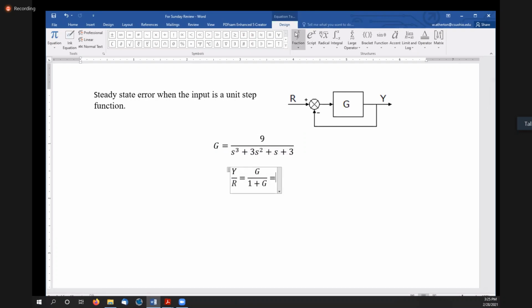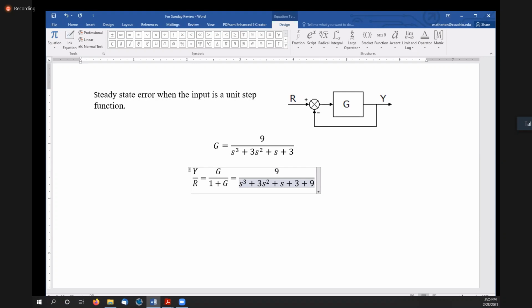And when I do that, in the numerator, I'm going to have 9. And in the denominator, I'm going to wind up with this plus 9. If you want to, take a few minutes and check that out.